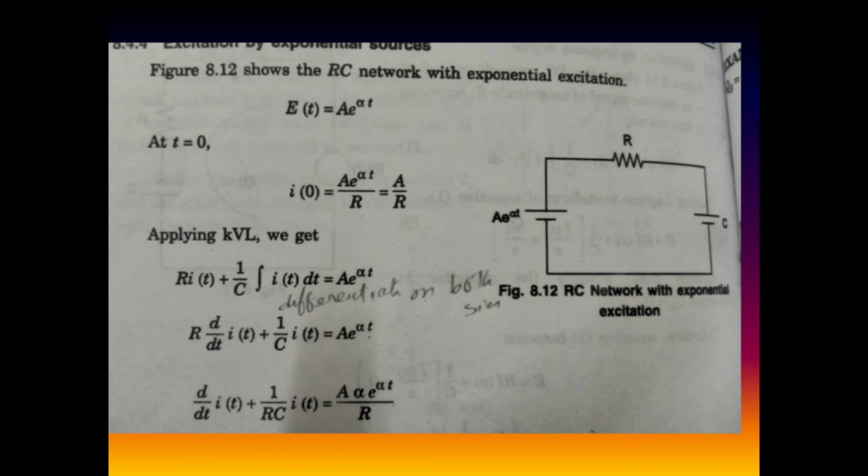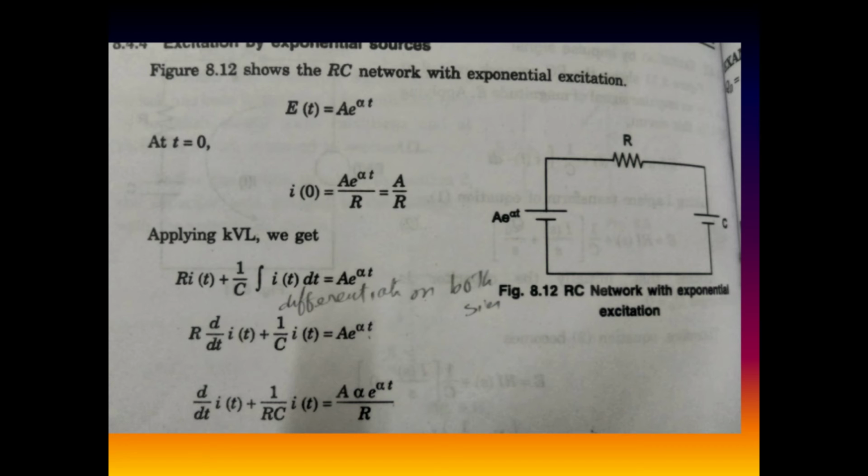When you give the input as A e^(αt), that exponential input, we have to find the initial value. As before, for a capacitor you have q(0) as the stored value. Here, for i(0) at time t = 0, e(t) will become A/R. We have to apply this for i(0).